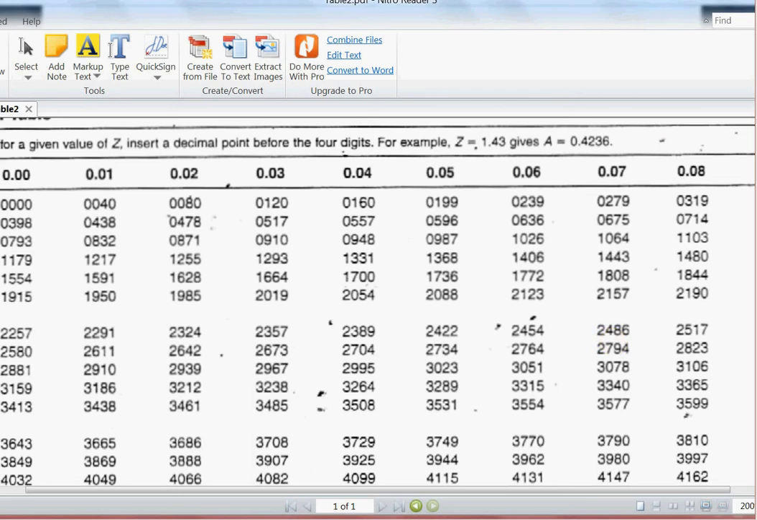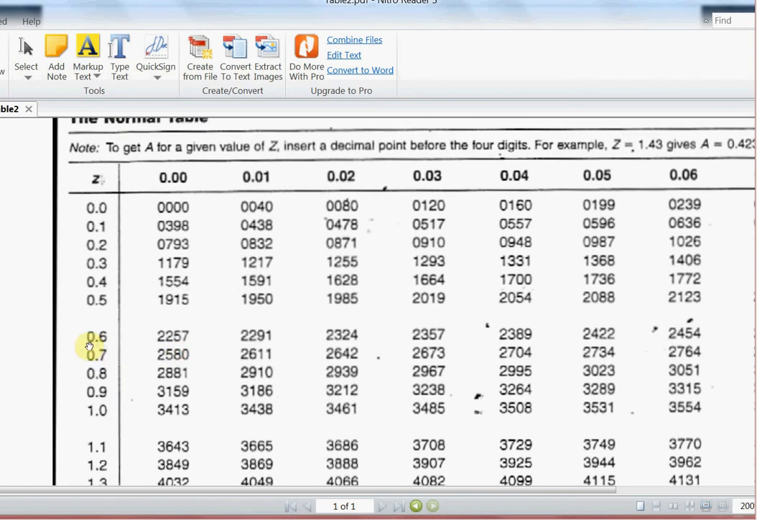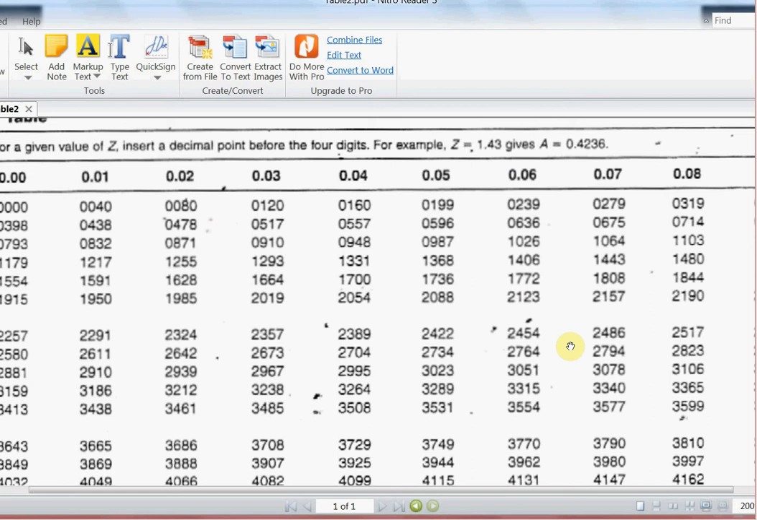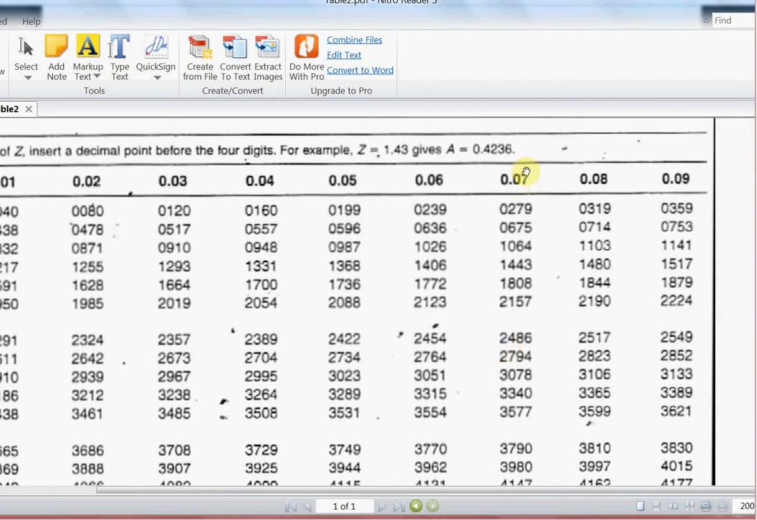2486, and you will read on this side. Okay, the first column gave us 0.6. Now you read across, come to this point. On the top is 0.07, so 0.67. The z-score that corresponds to this percentage is 0.67.